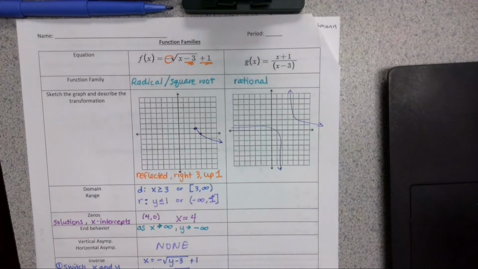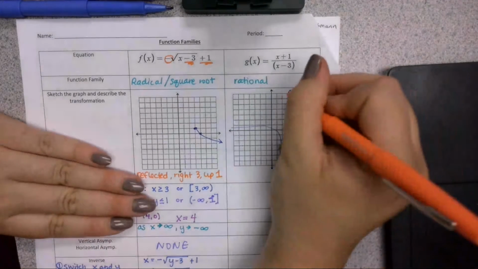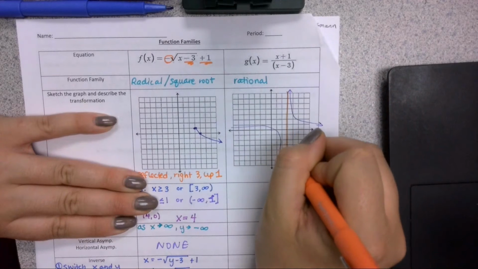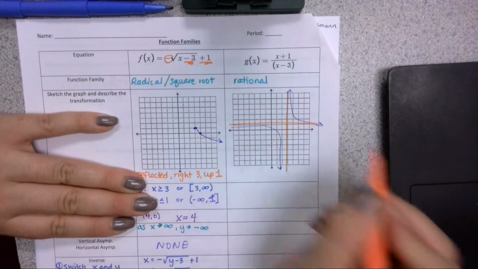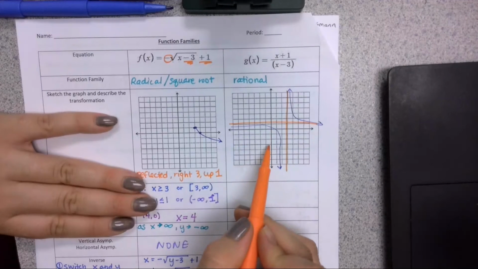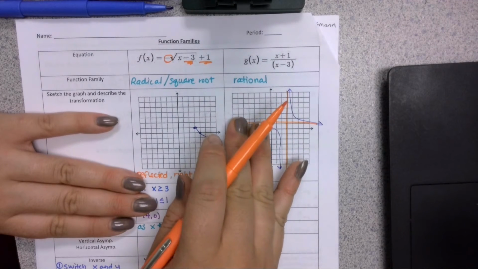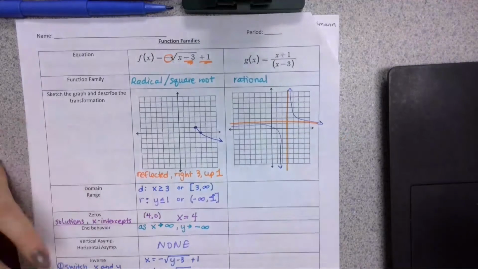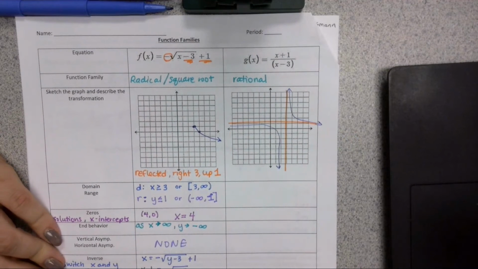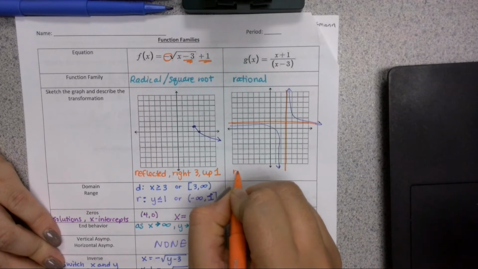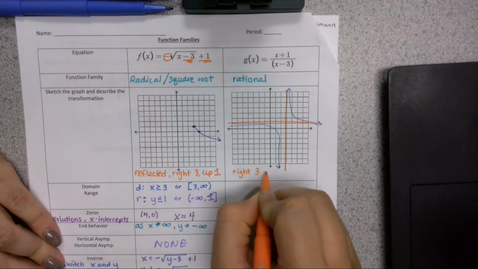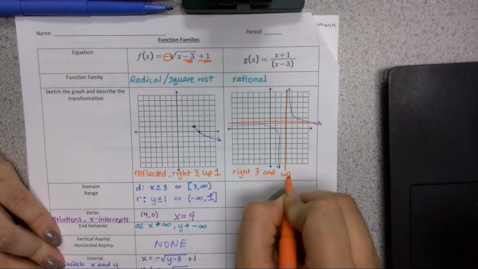What you're going to notice is that there's some clear gaps right here. We've taken our x and our y axis and we've shifted it up and over. And so this is going to help us figure out how we've shifted our function. We've shifted it to the right 3 and up 1.